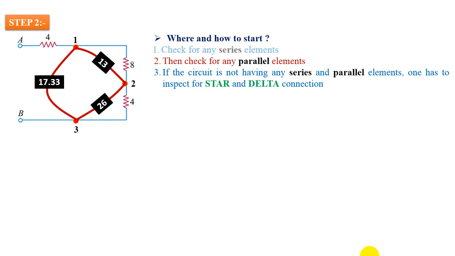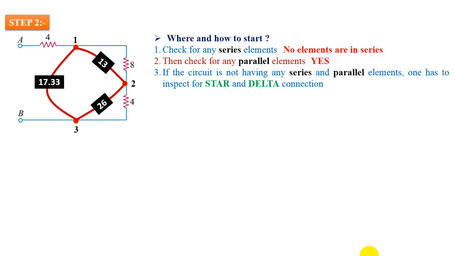You can write down somewhere whether you think this is in series or in parallel. I would say none of the elements are in series. Then you check for any parallel. Now pause the video and then analyze. What do you think? Are there any elements in parallel? Now I would say yes.